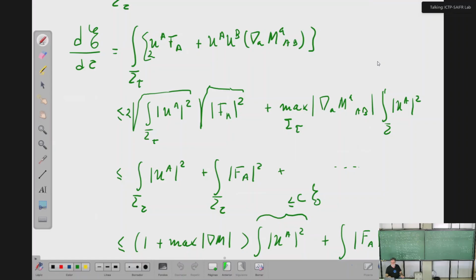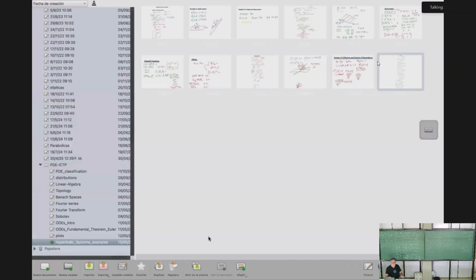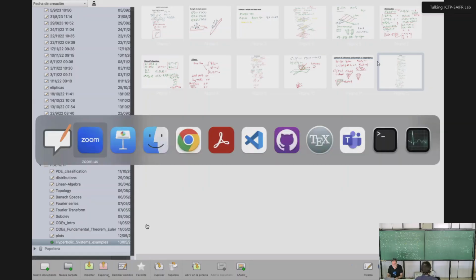So I will open a new notebook. I have some version of it. See. Let me check something here before.